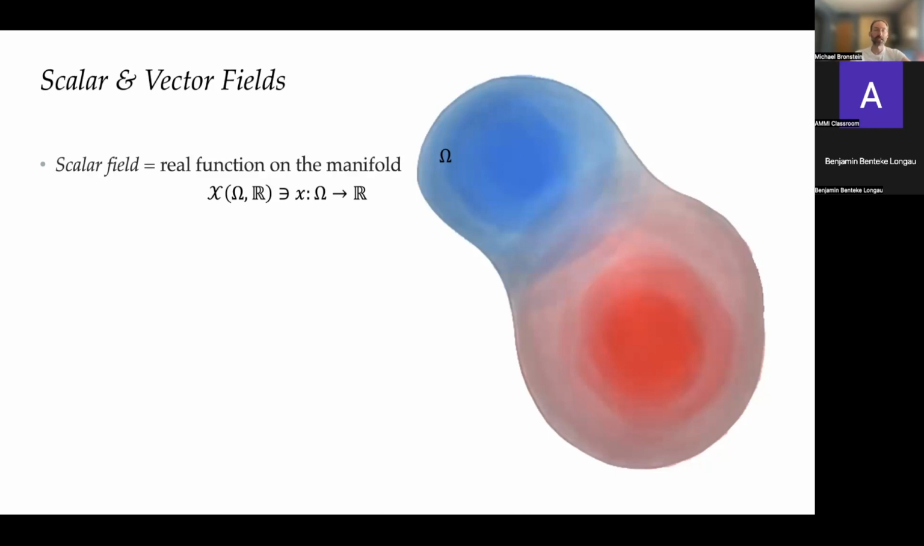So let's first define a scalar field, right? A scalar field is just a real function that is defined on the manifold. So to every point, I attach some value, right? Think of the temperature of some surface, okay? I will denote this space by calligraphic X of Omega, R.